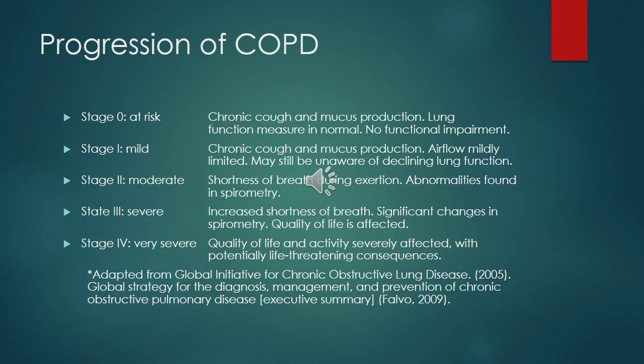And then stage 3, which is a severe category related to COPD, you'll have increased shortness of breath, and you'll have significant changes in spirometry. Quality of life is impacted at the severe level here. And then in the final stage 4, which is very severe, quality of life and activity are severely affected by the symptoms associated with COPD. And it can also have potentially life-threatening consequences associated with it as well.